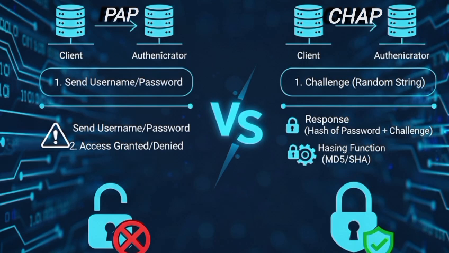So, the takeaway is simple. PPP is only as secure as its authentication method, and between PAP and CHAP, CHAP is the clean winner. Never use PAP on public or untrusted networks. It's unsafe. Always use CHAP for secure PPP authentication.